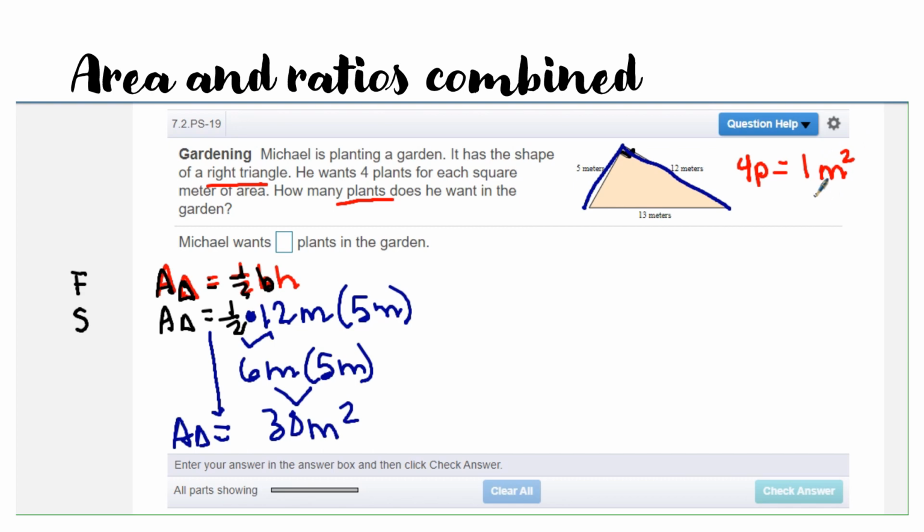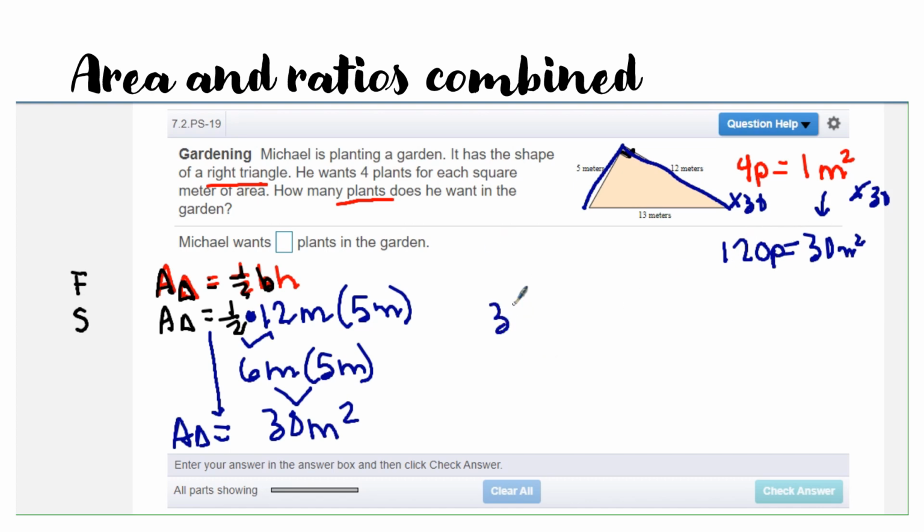You're starting with 1 meter squared and you're going to 30 meters squared. So you multiply by 30. So you want to multiply 4 plants by 30, and then you'll have your answer. So 30 square meters is going to be equivalent to 3 times 4 is 12, and then add the 0. So 120 plants. You could also use this as a conversion factor.